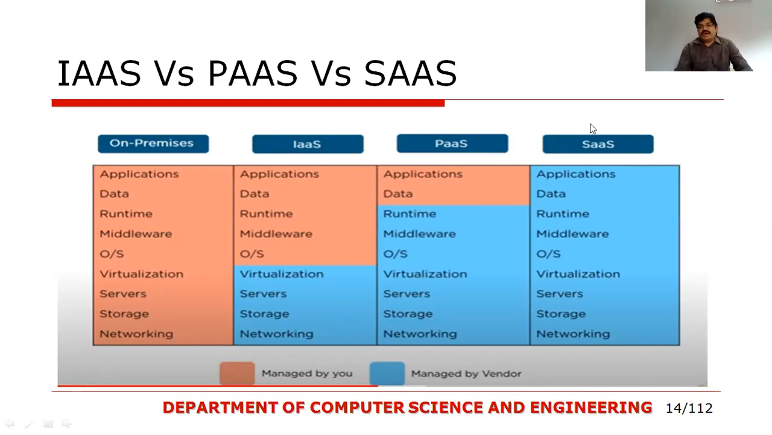Next one is the other cloud service model, software as a service. In software as a service, if the end user takes a rental from the cloud, the cloud will provide all applications, data, runtime, middleware, operating system, servers, virtualization, storage, and network. All this stuff will be managed by the vendor. The end user need not maintain a single thing. He need not maintain anything. Everything will be taken care of by the vendors only.